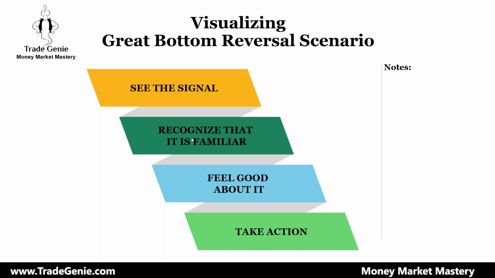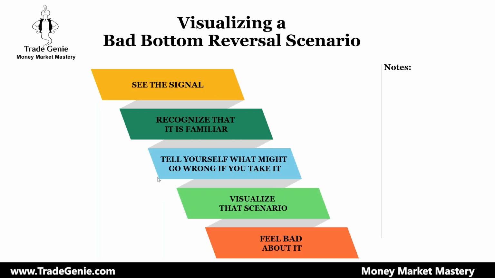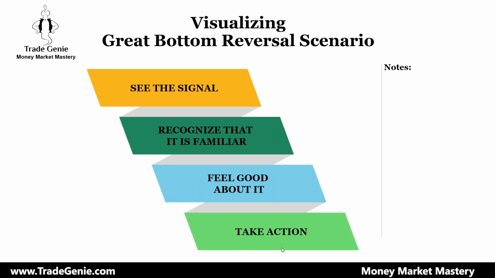So you see the signal, you recognize it's familiar, and instead of visualizing all that bad scenario, telling yourself what might go wrong, you're not doing that. You're feeling good about it, and then you take action. If you keep this on a sticky note on your monitor: I see the signal, I recognize that it's familiar, and I'm really feeling good about it, and then you take action. When you take action, what mental state do you have? This is also important. In what mental state do you take a bold, courageous action, or do you take a timid one?